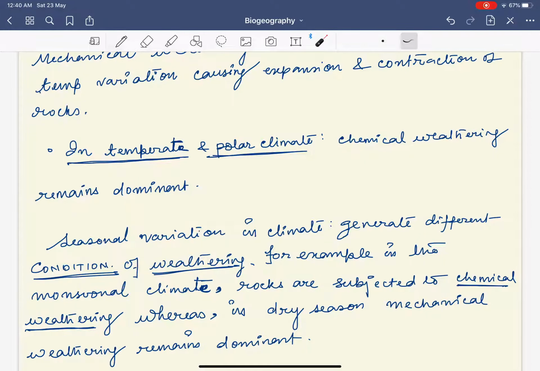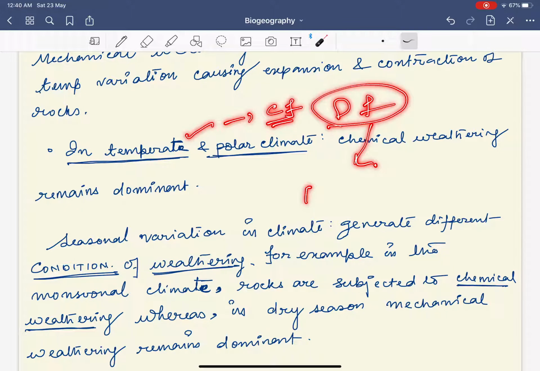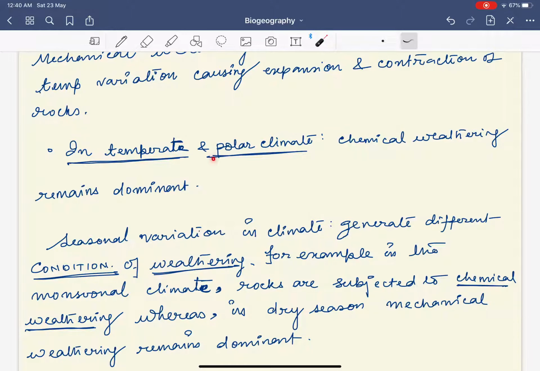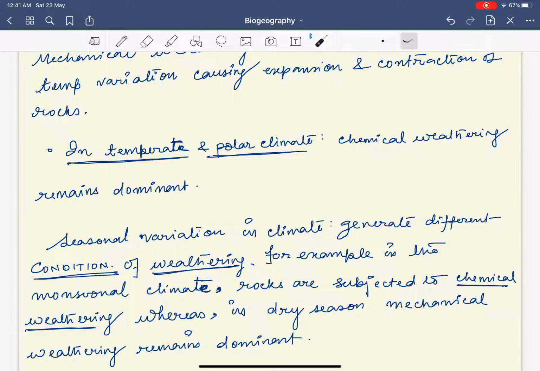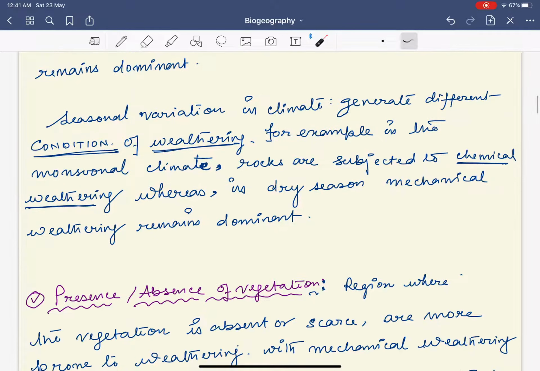Next, in the temperate and the polar climate, again chemical weathering remains dominant. Why does chemical weathering remain dominant? Because in the temperate region, as we know, let's say your CF type of climate or the DF type of climate, in this DF type of climate, 30 centimeters of rainfall is well distributed throughout the year. Similarly, in the polar climate, it is the action of none other than the moving glaciers or the ice. Again, what they do is the entire landscape is subjected to weathering.